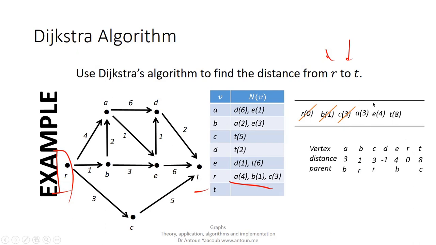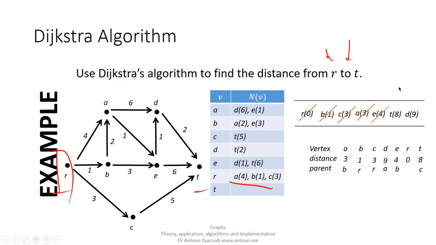Now I'm dequeuing A. In A I have D. So D is not visited yet. So A is equal to 3. 3 plus 6 is equal to 9. So D equals 9, and I'm coming from A. We have E, but I'm coming from 3. 3 plus 1 is equal to 4. So there's no need to change it because this is the same distance. So we don't change it. So we have finished A.